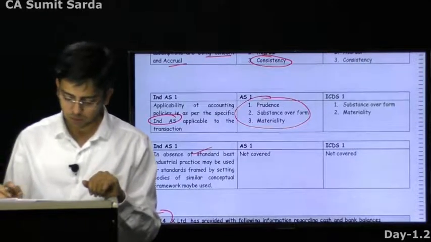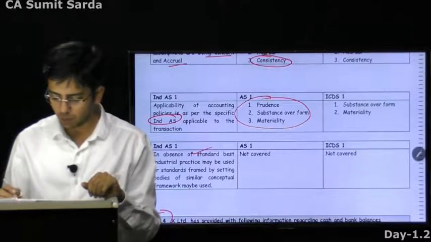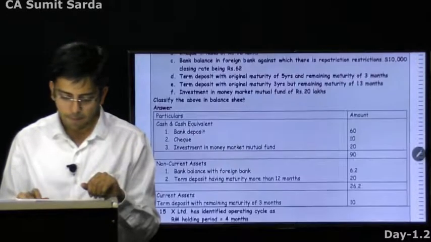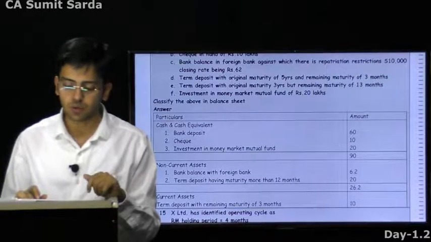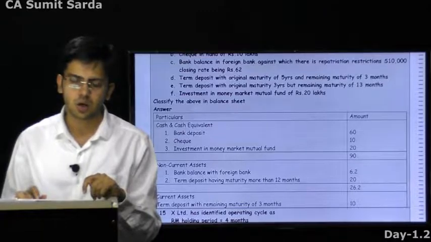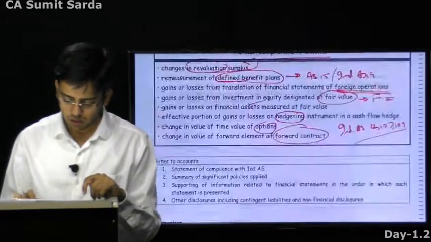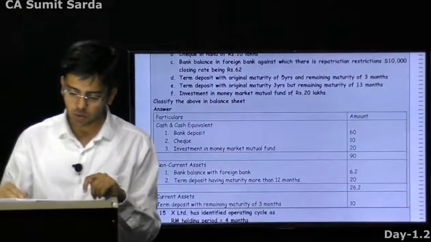So let's look at the question. X has the following: current account balance with bank 80 lakh, of which 20 lakh is margin money against borrowing, which is not freely available for the period of 12 months. Not freely available, that means it is non-current. So 60 is current and 20 is non-current.